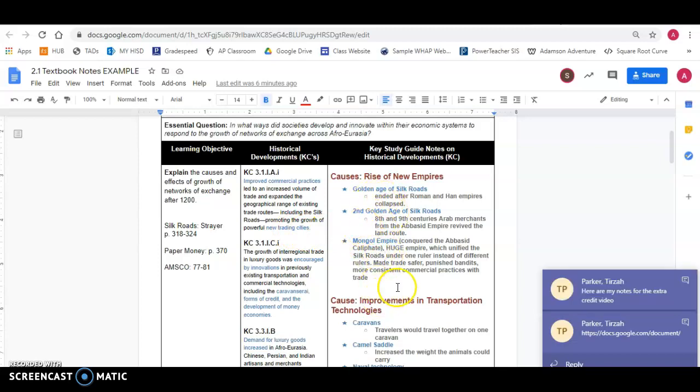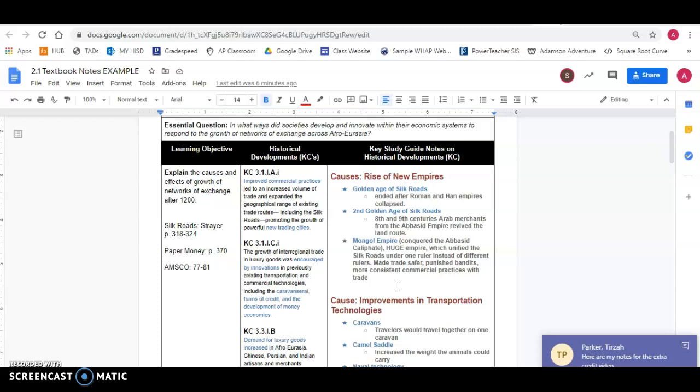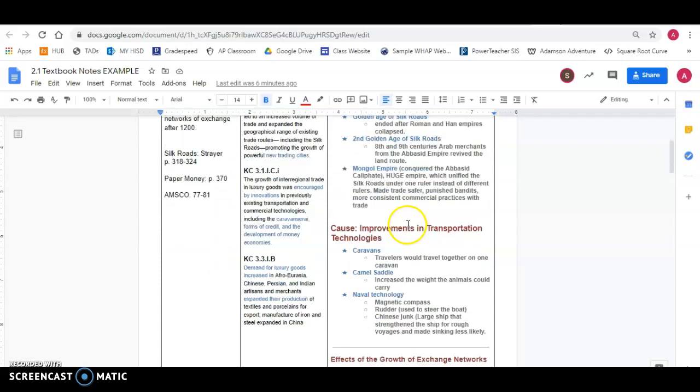A lot of this is just from the PowerPoint, because I create my PowerPoint from the AMSCO. So I'm doing the same thing, making outline notes. So you have causes, the rise of new empires. Underneath here, it's just going to include all of the different empires. So you'll see all the different thriving times that the Silk Roads have had.